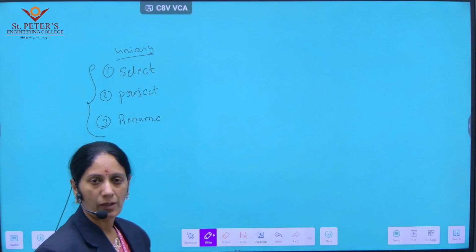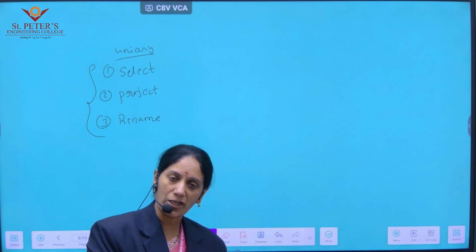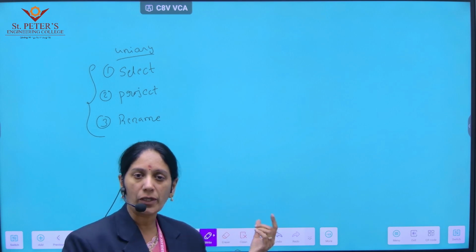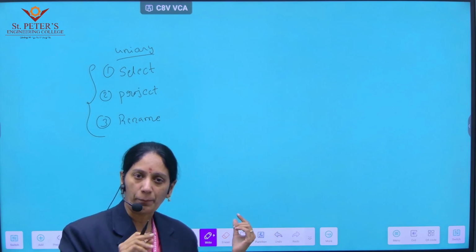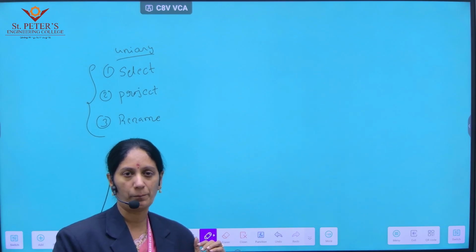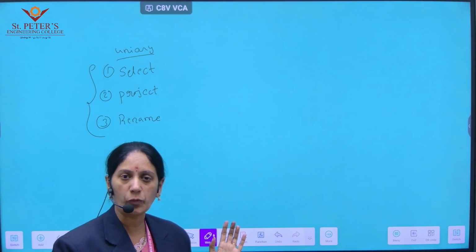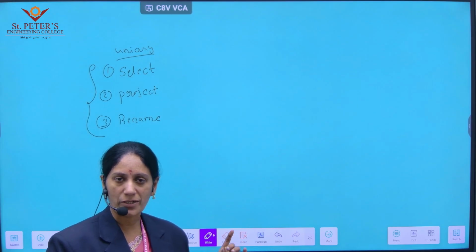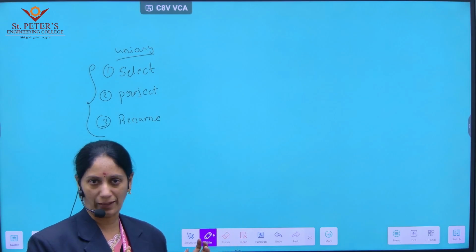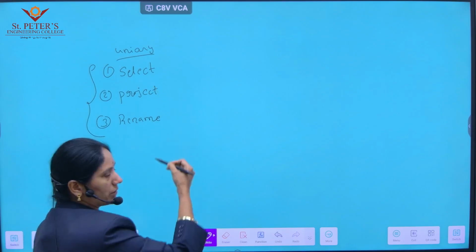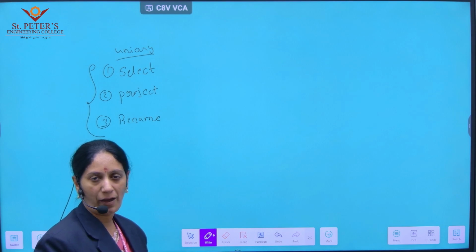Okay, relational operations. There are some different types of operations: unary operations and binary operations. Unary operations can be performed on only a single table, that is, to retrieve data from only a single relation. The unary operations are the select operation, the project operation, and the rename operation.